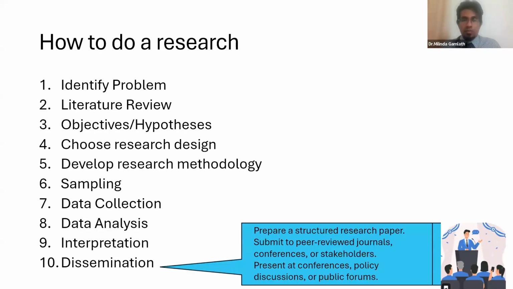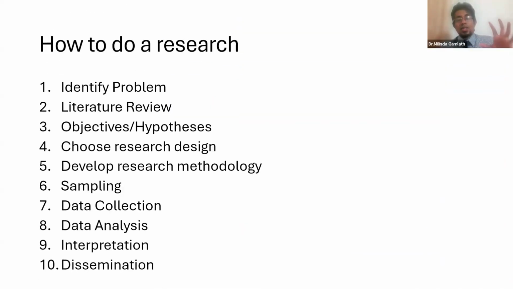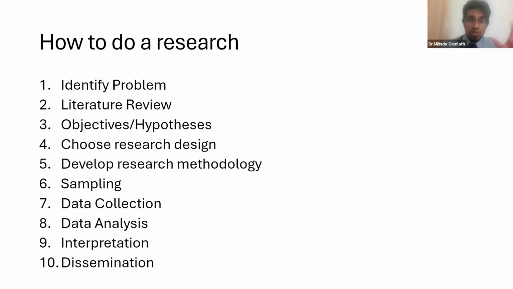Sometimes you can have a negative result. Your research has not uncovered anything. Even that is a significant thing. So you can publish that, even negative results you can publish, and you are expected to. Once you publish that, then another person knows, okay, this person has done this research and they have not been successful, so they have something to build upon. So that dissemination part is also very important. So basically, these are the 10 steps of doing a research.